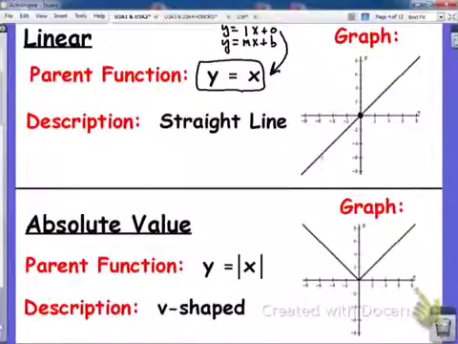You know the line. Absolute value is the same as the linear graph, except the part of the graph left of the y-axis has been reflected upwards above the x-axis. It creates a V-shape.